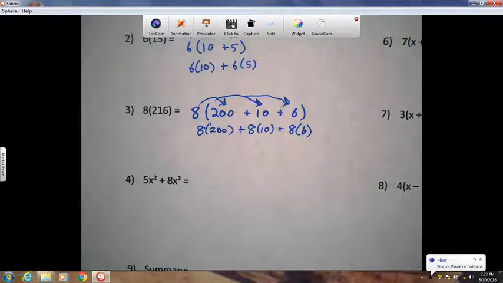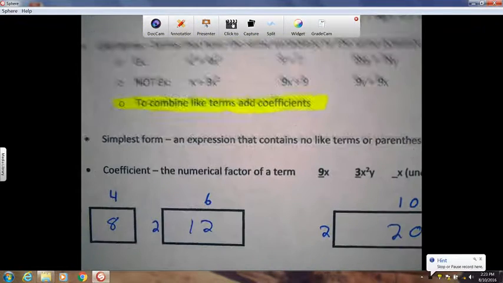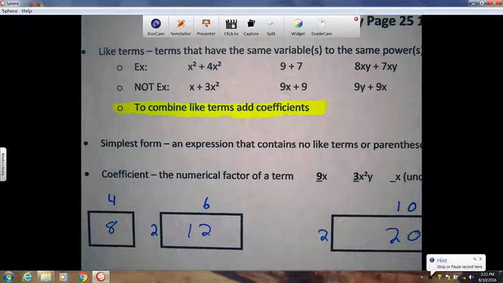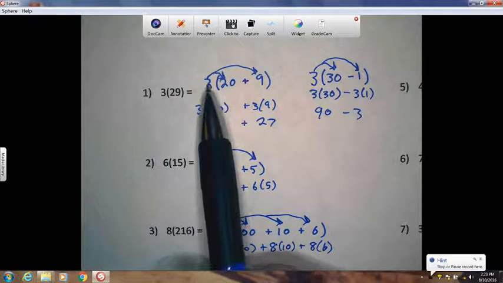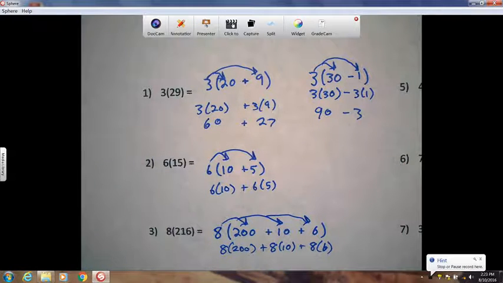Alright, this is distributive property part 2. So we looked at what like terms were. We said to combine like terms we add coefficients. We looked at the distributive property, and we see that distributive property is taking what's outside parentheses and multiplying it by everything that's inside. One use of that is multiplying larger numbers.